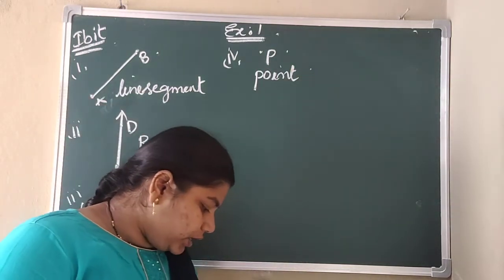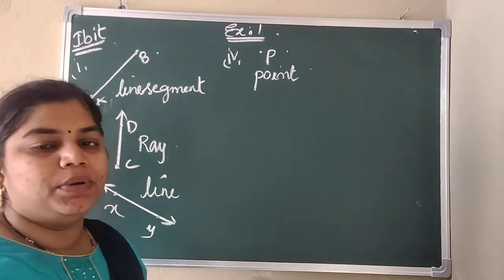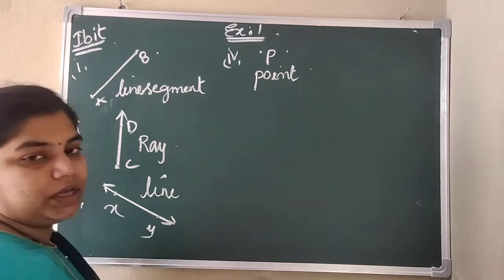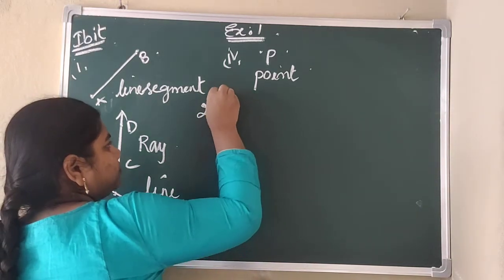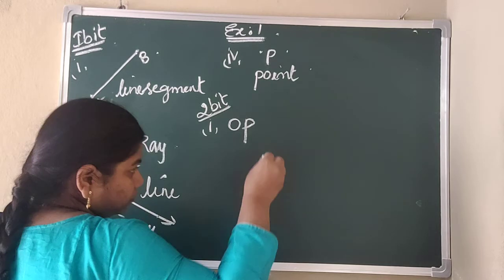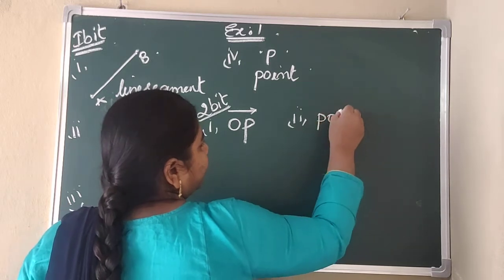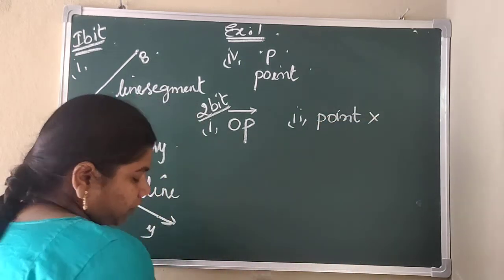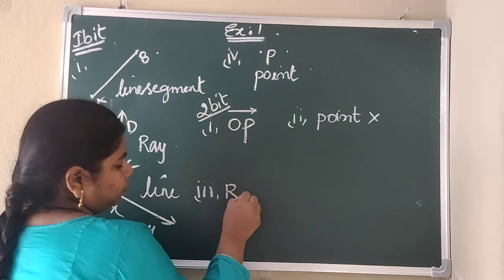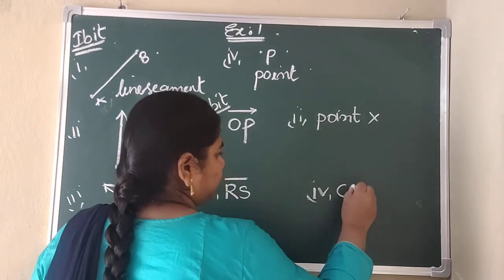Next, draw the figures for the following. They have given some alphabets, and above them a symbol, so we have to convert these into drawings. In the second bit, the first is OP, then point X, third is RS, and fourth is CD.